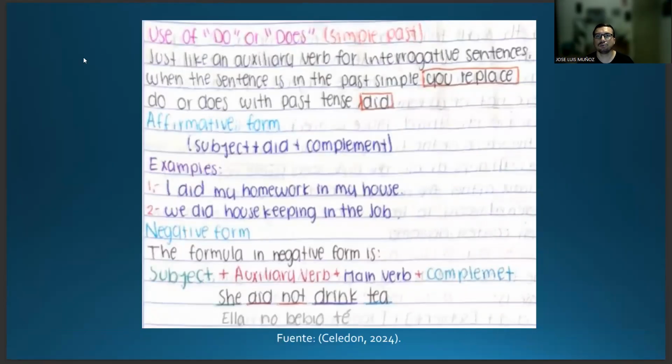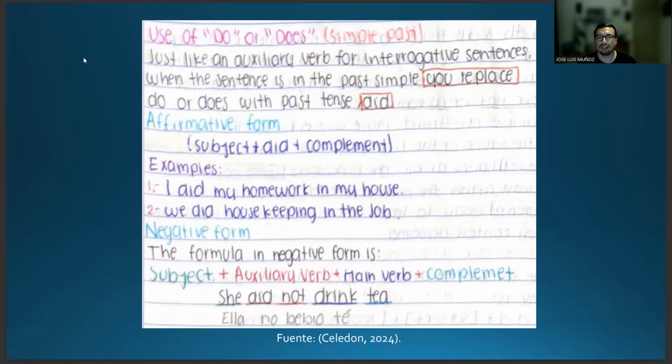You have also do or does. Just like the auxiliary verb for an interrogative sentence, when the sentence is in the simple past, you replace do or does with the simple past did. So when you're talking about the simple past, you use did instead of do. Okay, that's the point. You have the formula here in the slide. The affirmative form is subject plus did plus complement. You have examples. I did my homework in my house, or I did my homework at home. We did housekeeping in the job.